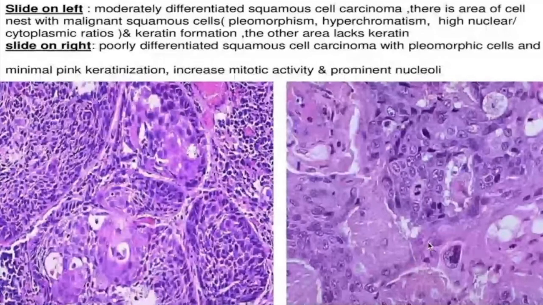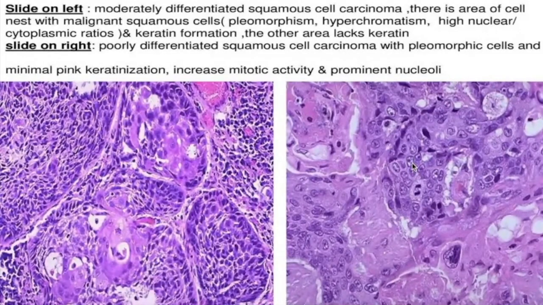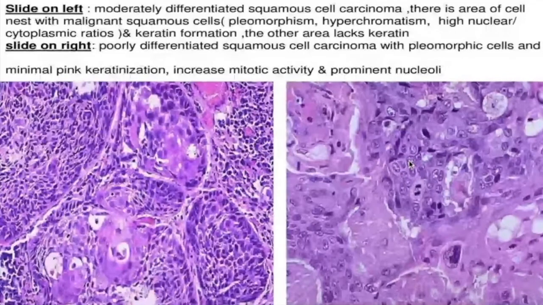But if you look at the slide on the right, this is also poorly differentiated squamous cell carcinoma with pleomorphic cells, different cell shape and size, and also minimal pink keratinized protein here, which is not cells. Okay, and increased mitotic activity and prominent nuclei. And as you can see here, this is one cell and it contains like 1, 2 nuclei. Okay, so normal cell only has 1 nucleus.